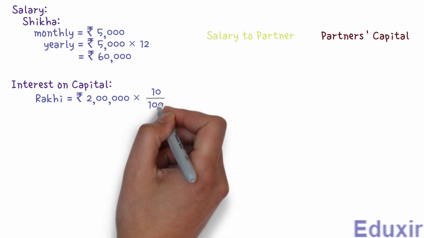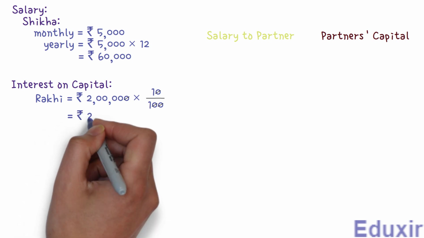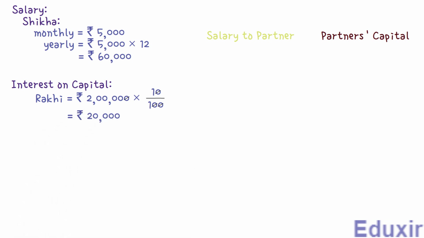Let's cancel one 0 in 100 for the 0 in 10. Let's then cancel the other 0 in 100 for the 0 in 2 lakh rupees. So, the final result is 20,000 rupees. This is the interest on the partner Rakhi's capital.